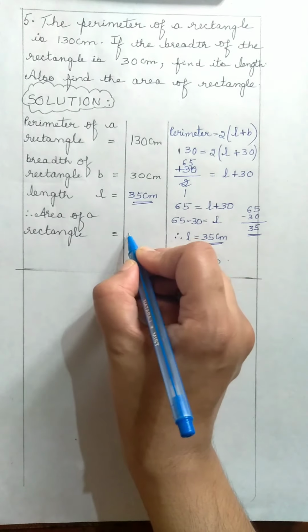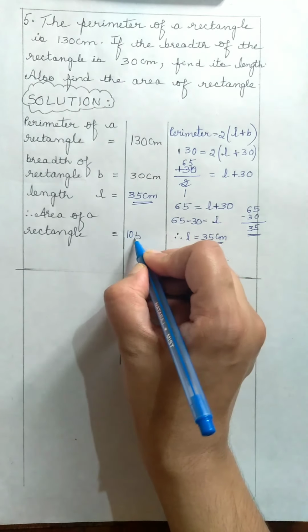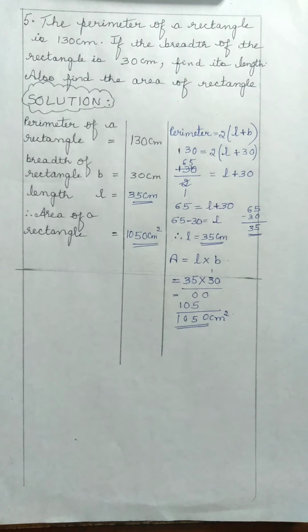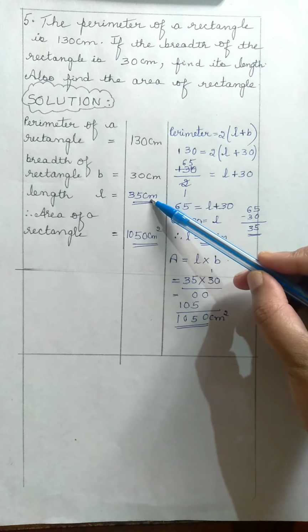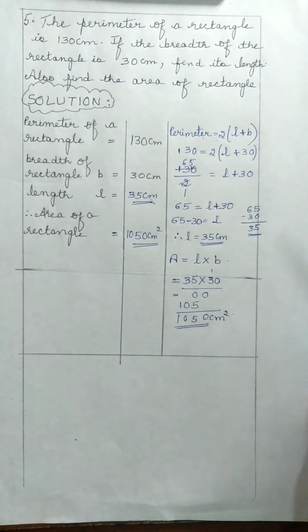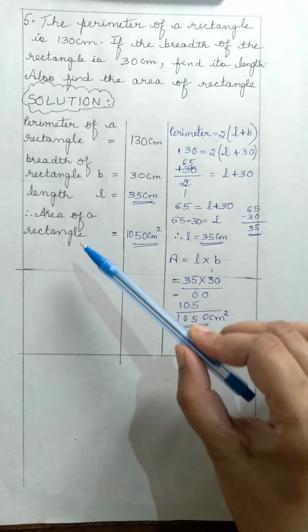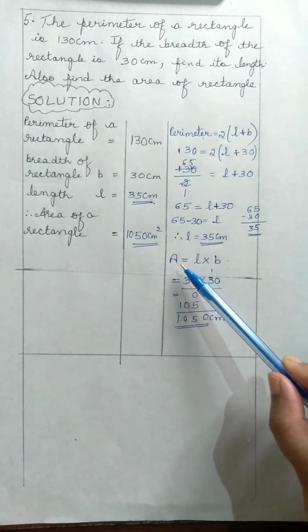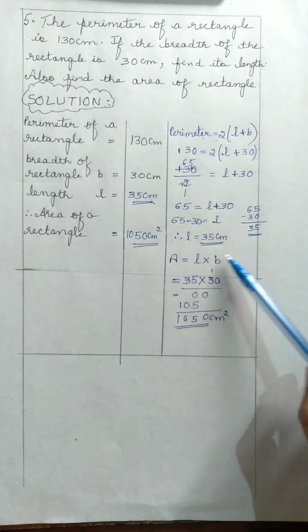Therefore, area is equal to 1050 centimeter square is the answer. Therefore, the length value is equal to 35 centimeter, using the formula perimeter is equal to 2 into L plus B. Then we got the area of the rectangle has the answer 1050 centimeter square by using the formula area is equal to length into breadth.